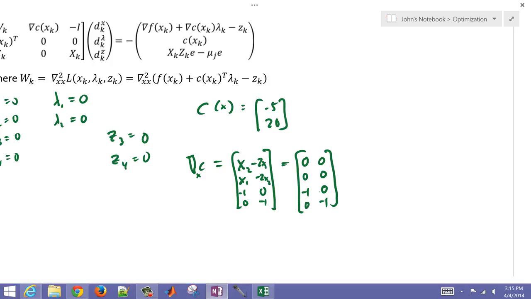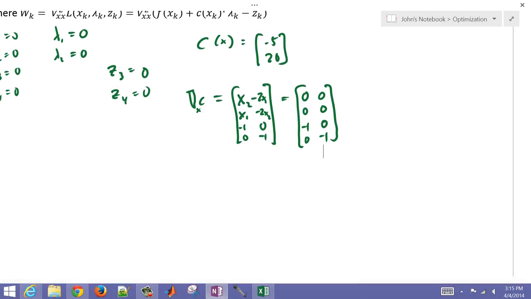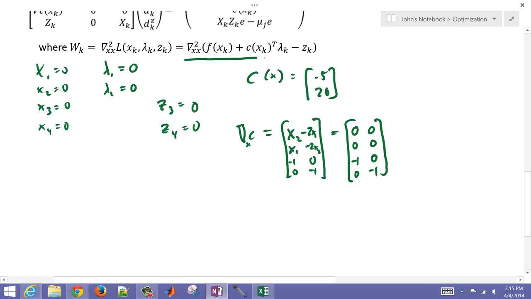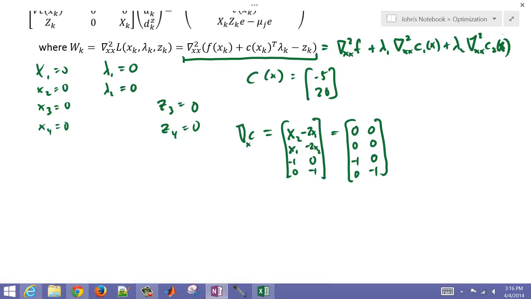Now we also need the second derivative of the C matrix with respect to each of our variables. In particular, we're going to need that for this right here. The W is actually going to be the second gradient of the objective function with respect to x, plus lambda 1 times the second gradient of c1 of x, plus lambda 2 times the second gradient of c2 of x. So we have to have two second derivative matrices, one for each equality equation that you have. Let's go ahead and derive those too.